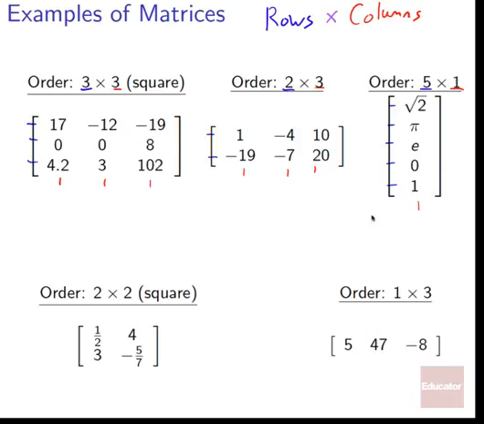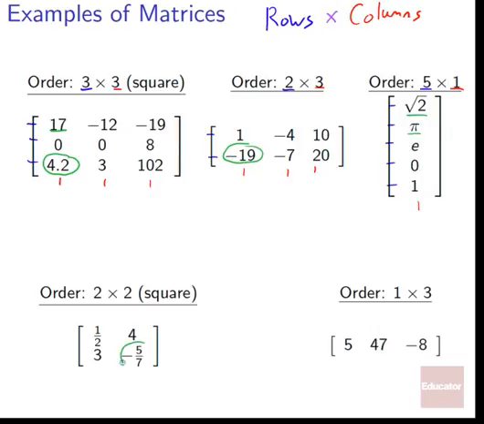Also want to point out some of the numbers here. We can have whole numbers like 17, but it's also perfectly fine to have decimal numbers like 4.2. We can have negative numbers like negative 19. We can also have irrational numbers like the square root of 2 or pi.